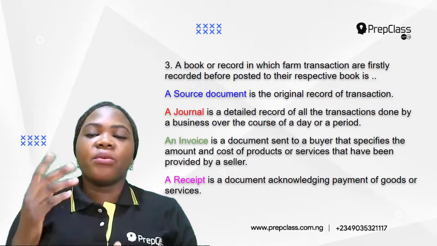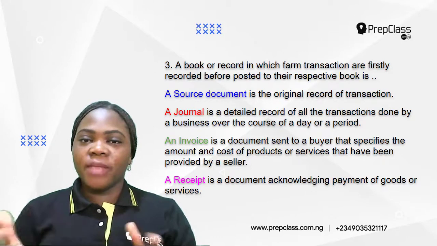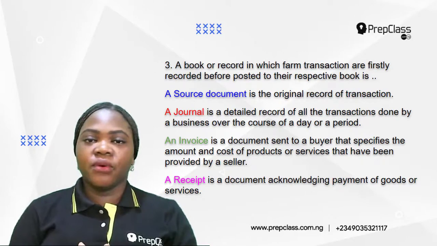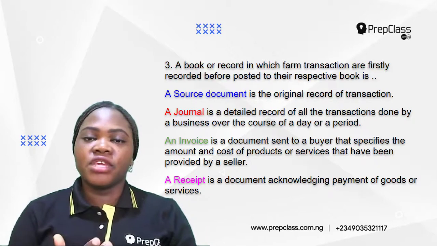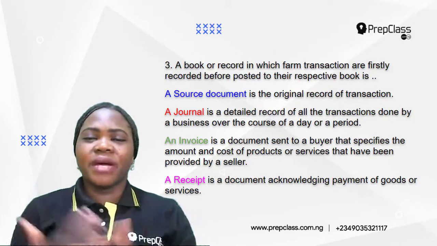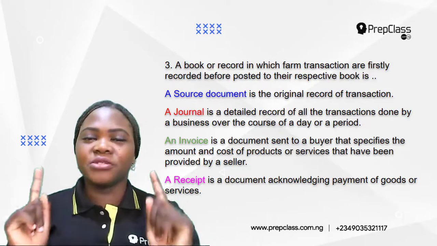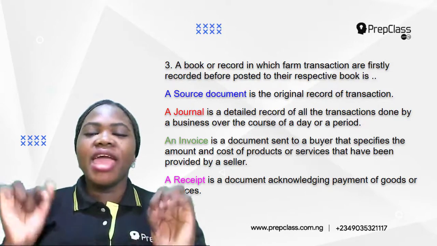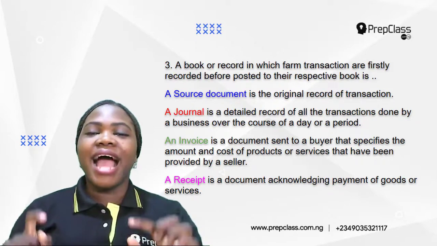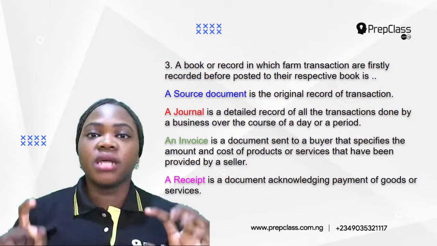Okay, now what is a receipt? I'm sure many of you would have collected receipts before. Maybe when you pay your tuition fee in school, when you pay for a particular thing. So a receipt has to do with payments, right? A receipt is a document acknowledging payment of goods or services.